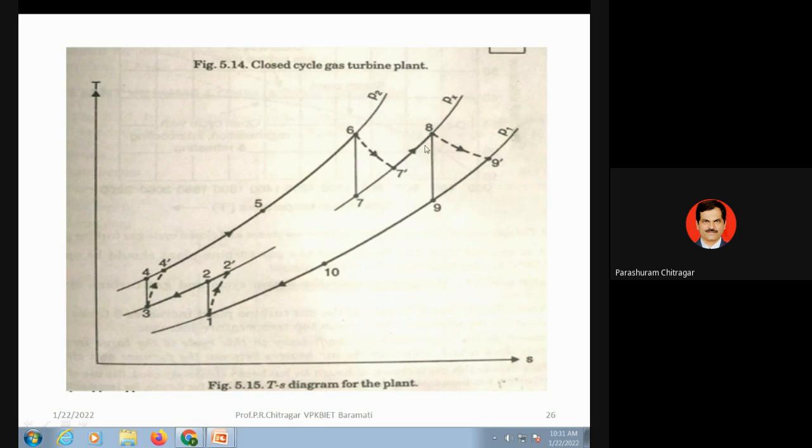7 to 8 what is this? Can anyone tell me? This one I told you 2 to 3, otherwise 2 to 3 is intercooling of air. 4 to 5 is making utilization of hot exhaust gases for heating the air. Okay, 5 to 6 is combustion chamber. Then 6 to 7 is high pressure turbine. Then 8 to 9 is low pressure turbine. What about the 7 to 8? Can anyone tell me?